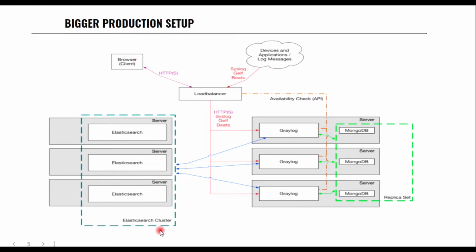In the production environment, we use multiple Elasticsearch servers. We form them as a cluster. Similarly, we run MongoDB in a replica set and two or more Graylog servers, which are behind the load balancer. Whenever any client accesses Graylog, it goes through the load balancer.